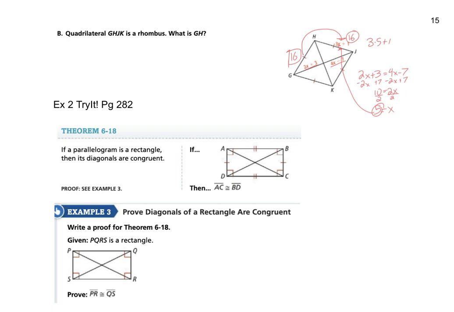Okay, so those were a couple of relationships about the rhombus. Remember that a rhombus, by definition, is a quadrilateral with all four sides congruent. And then the diagonals are perpendicular bisectors of each other, and each diagonal bisects the opposite angles.